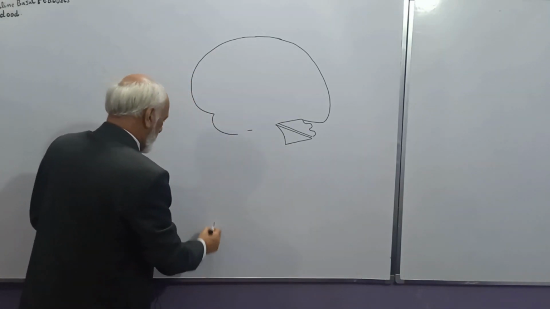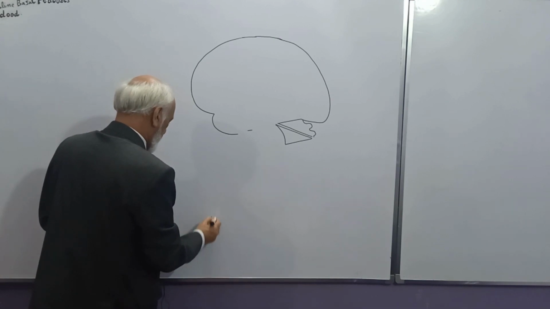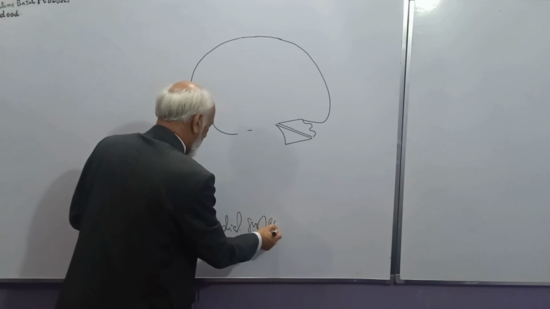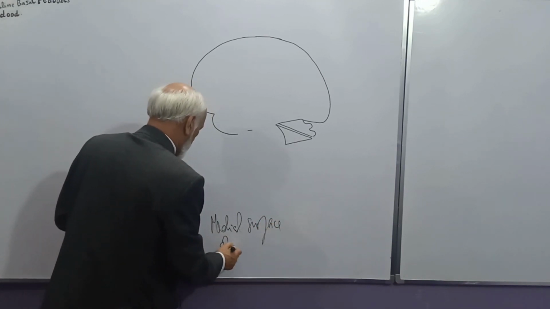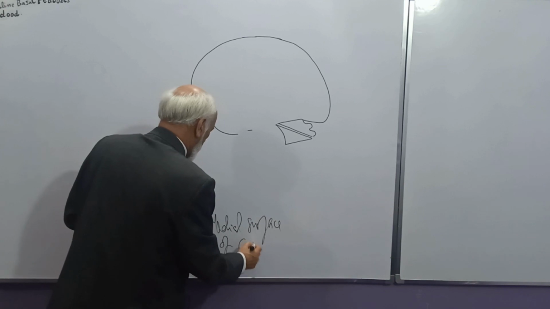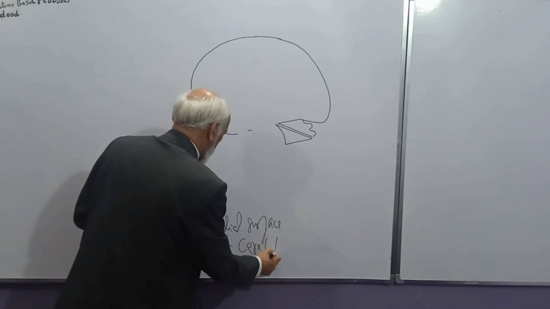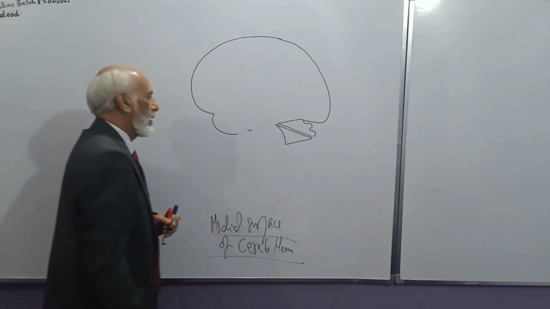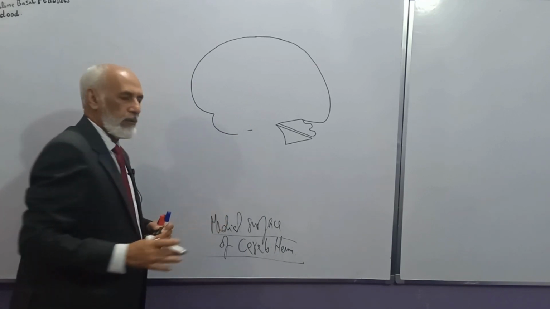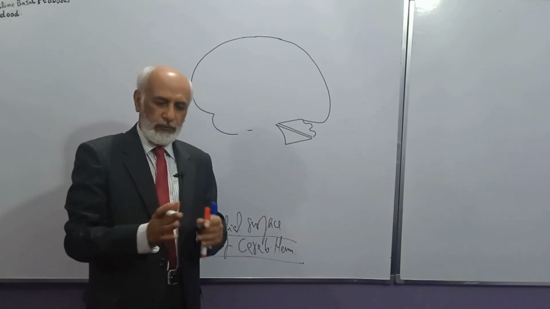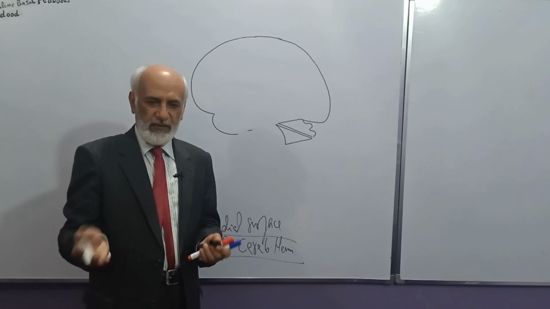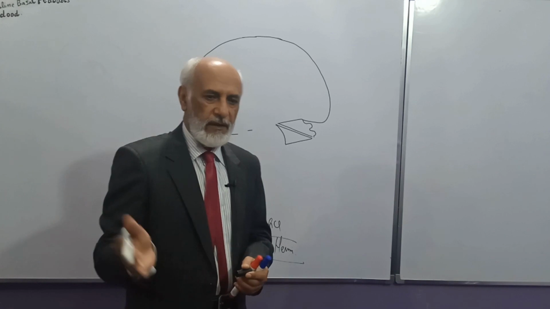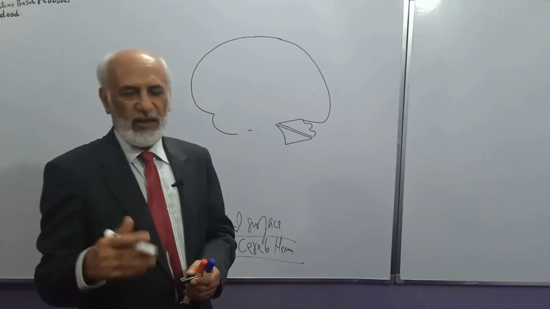Now this is a medial surface of the cerebral hemisphere. Here I will show the midline structures which are cut to separate the right and left cerebral hemisphere. So what are those major and minor midline structures connecting the right and left cerebral hemisphere?